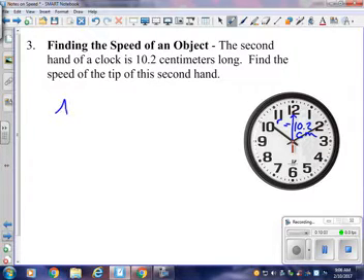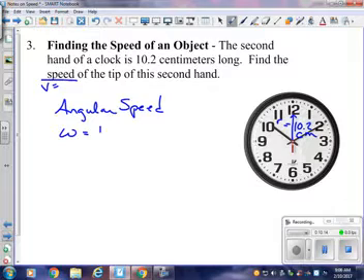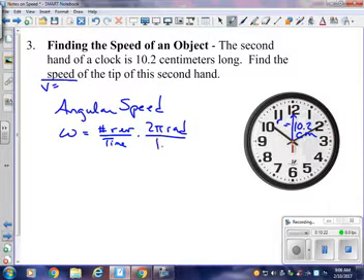So first we've got to start off with angular because we're going to be able to find regular speed, which happens to be velocity. But you can't get there without starting with angular. So we start with omega, the number of revolutions over time. If you write the formula every time, you will have no trouble remembering the formula because you've written it so many times. But don't look it up every time. Try to write it from memory every time.